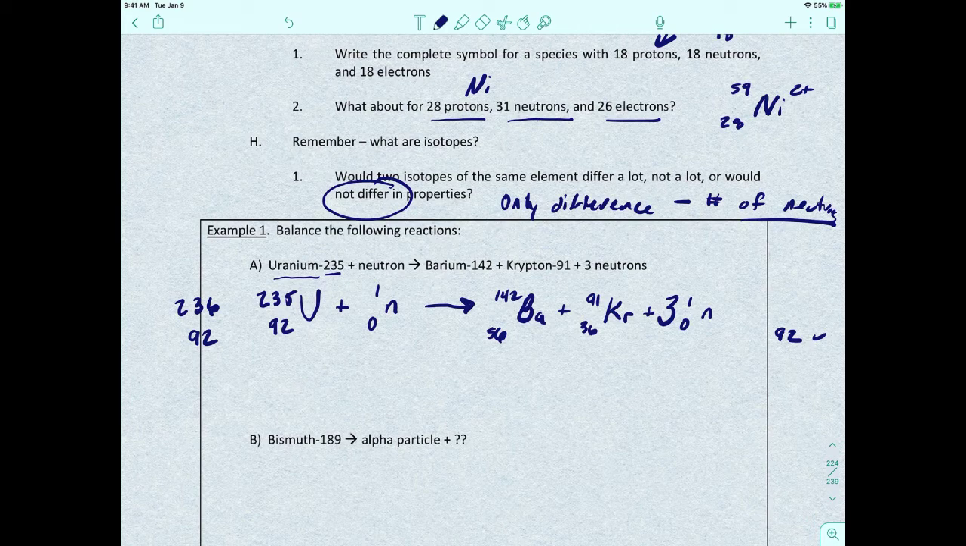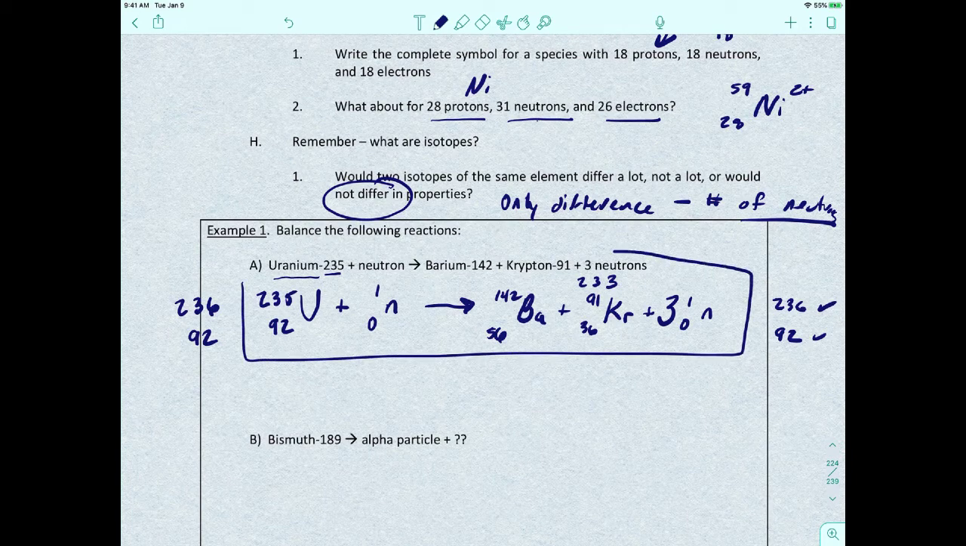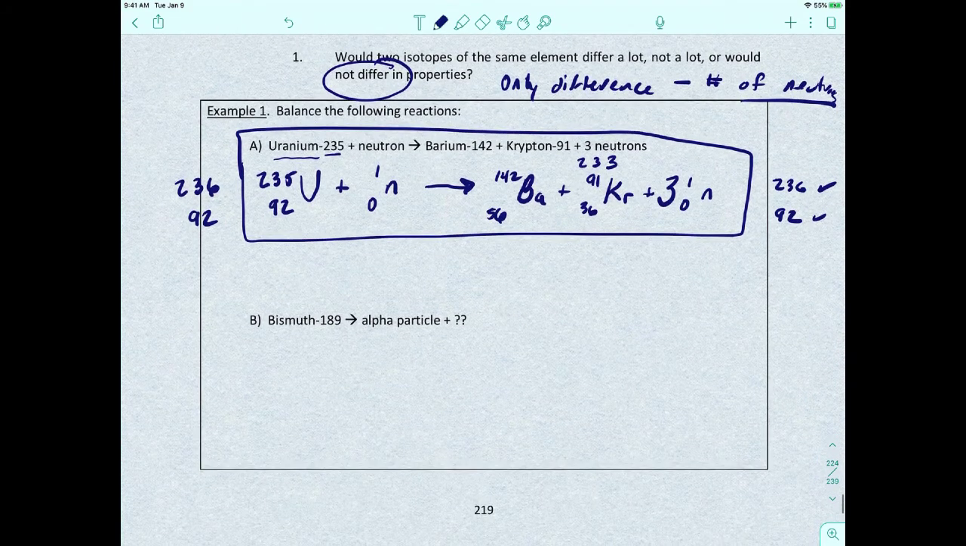So 142 plus 91 should give you 233, plus the 3 neutrons should get you 236. So yay, we're good. This is your final balanced nuclear equation based on what this reaction is describing. Let's try another one.